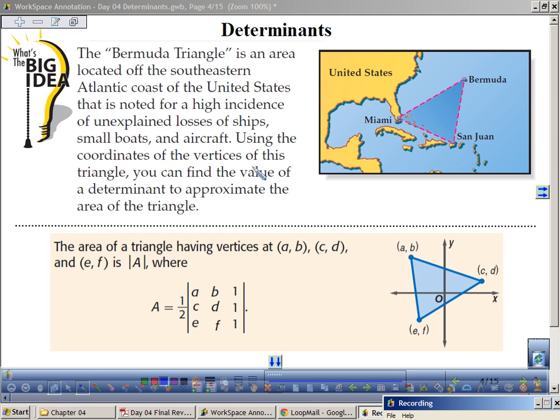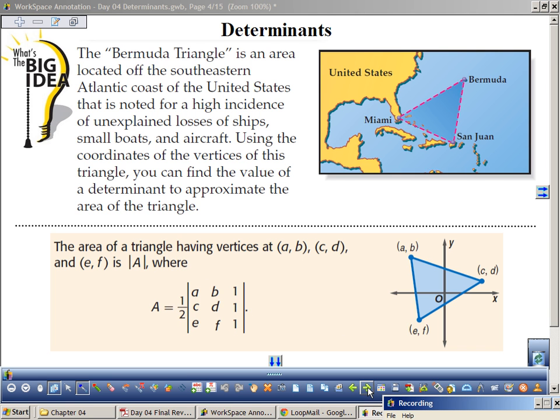Using the coordinates of the vertices of this triangle, you can find the value of a determinant to approximate the area of a triangle. So, kind of a trick, right? To find the area of a triangle, you can use matrices. Okay, and we'll do that at the very end. Do you guys see the connection here?